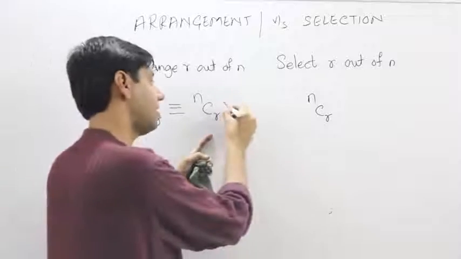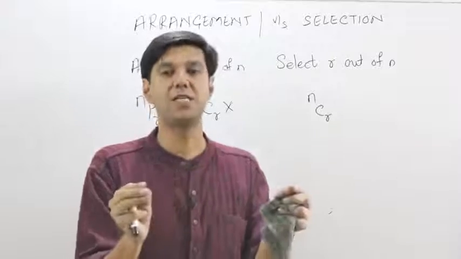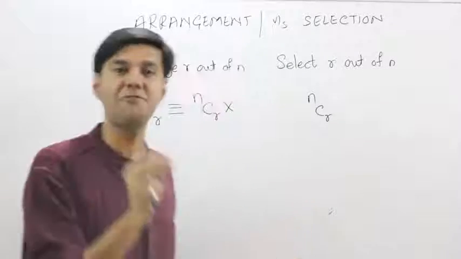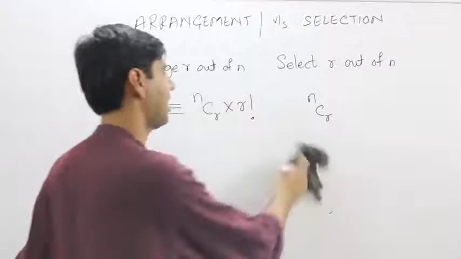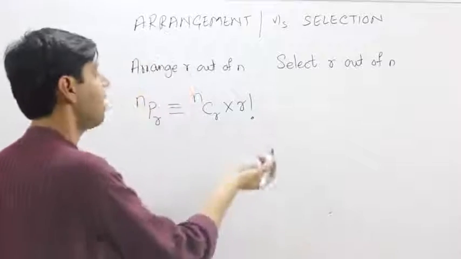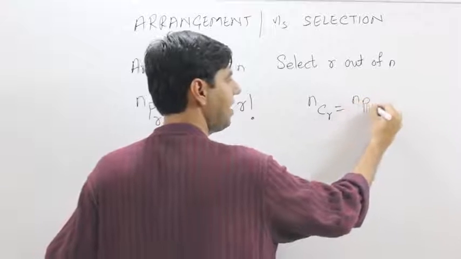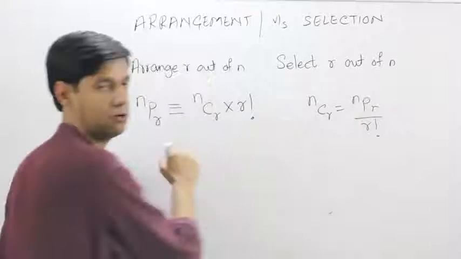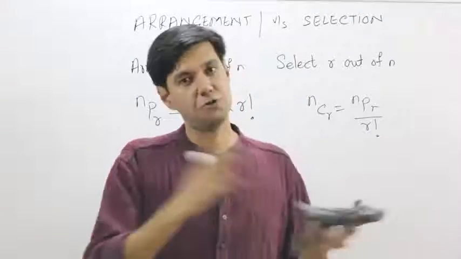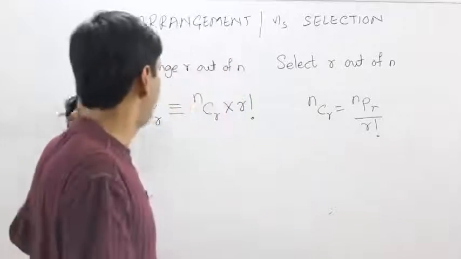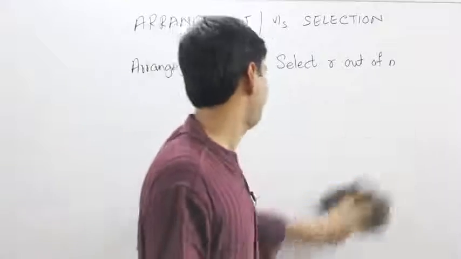Is my job over? No. Further, after selection, you have R objects. What do you do with these R objects? You'll have to arrange them amongst themselves. R objects among themselves could be arranged in R factorial ways. So this is the linkage again in general terms. So we could also rewrite this as NCR is equal to NPR divided by R factorial, just taking it to the other side. So from a combination you should be able to go to an arrangement, and from an arrangement you should be able to go to a selection, right?